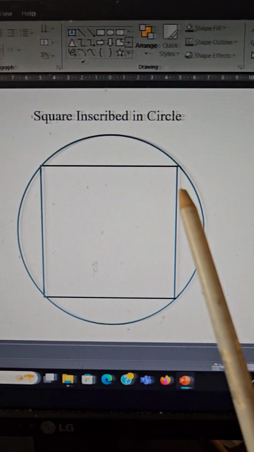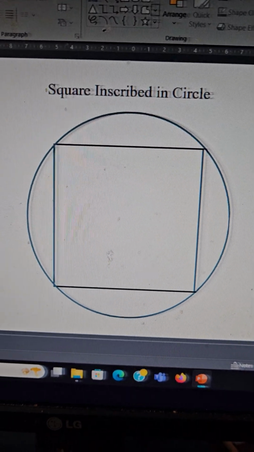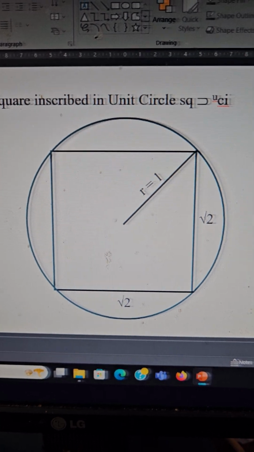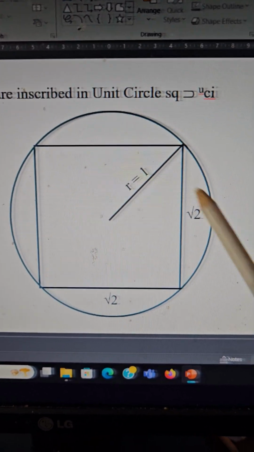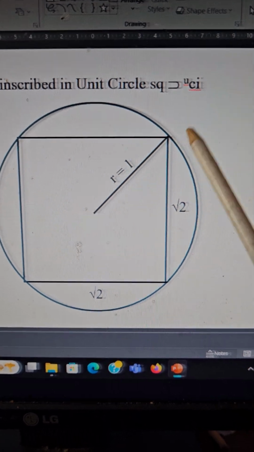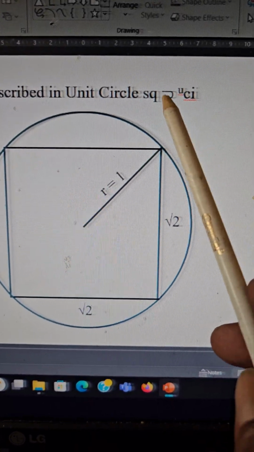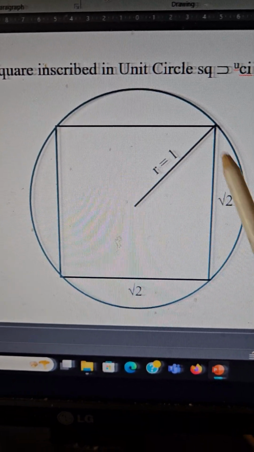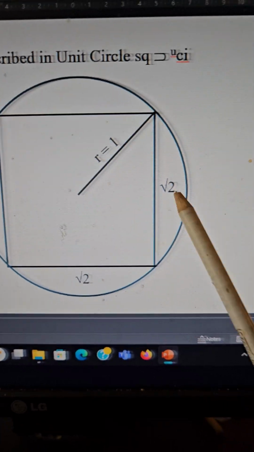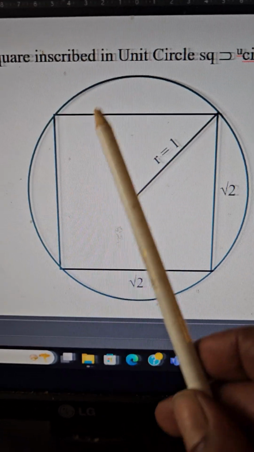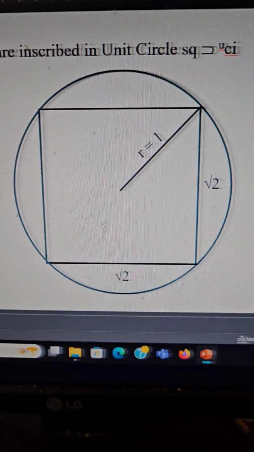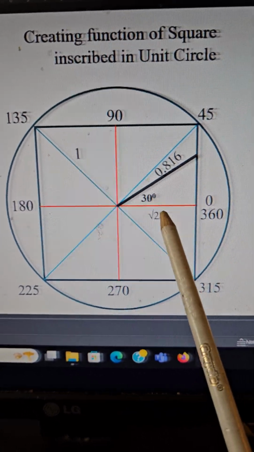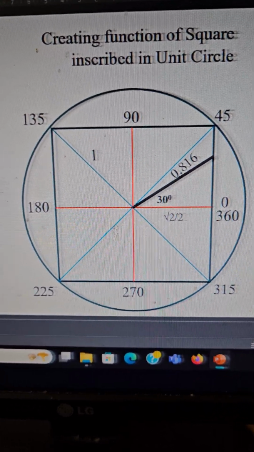Let's take this pattern, a square inscribed in a circle. Let's say the square is inscribed in a unit circle, so the circle has a radius of 1, and that is the notation, square inscribed in unit circle, UCI. So that is the square, and these are the sides. Each side will be square root of 2. And now these are all the major sides you need to know. Square root of 2 divided by 2.